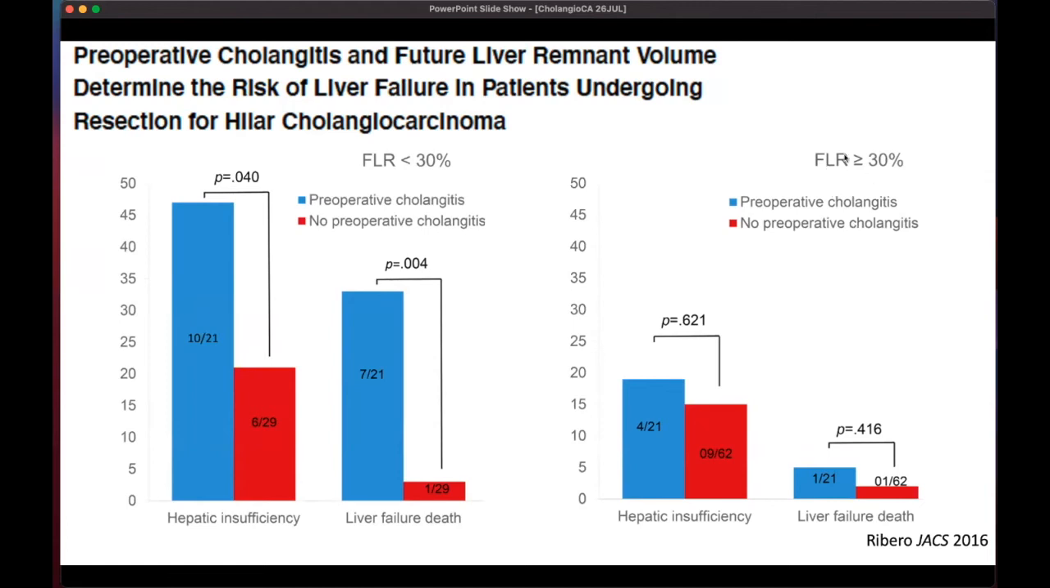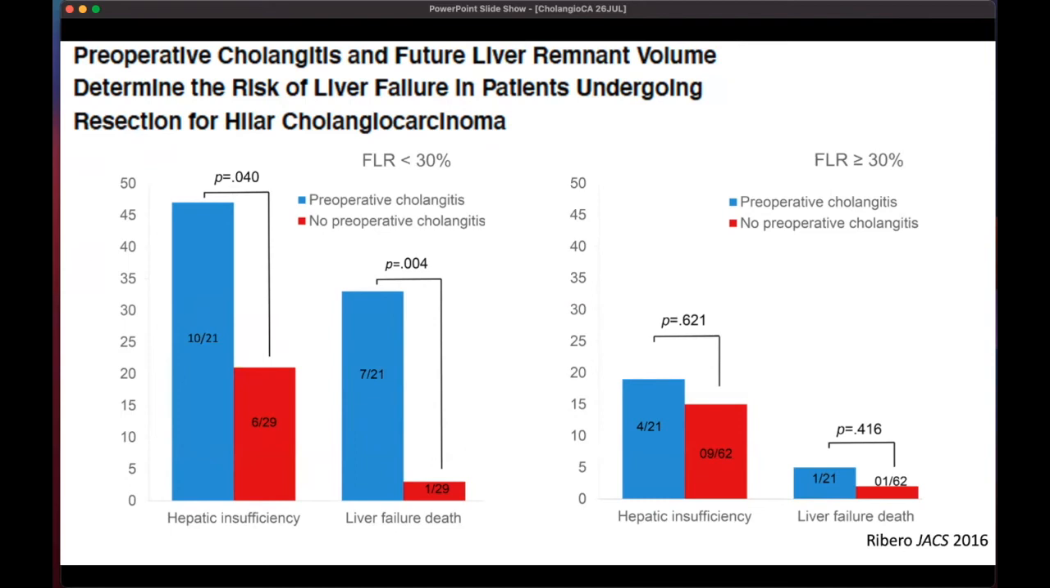And most people would agree that if the FLR is over 50%, and they have a healthy liver otherwise, probably not as big of a deal. But if you have a borderline FLR, anywhere less than 50%, we should drain the FLR and get it well drained and the bilirubin down before we go to the operating room. And you definitely don't want to operate on somebody who has cholangitis. So if they have active cholangitis, do not take them to the operating room at that time.